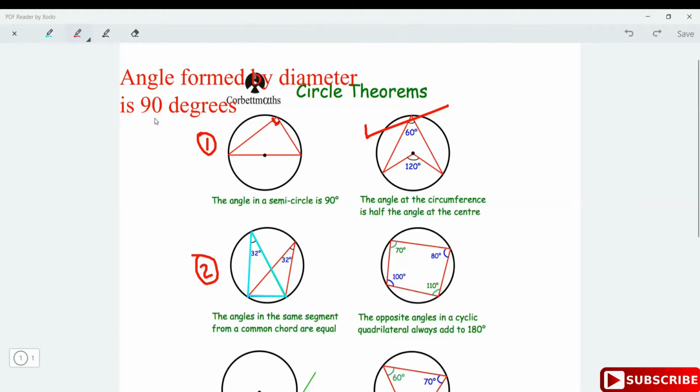What does that mean? That means that a 32 here equals a 32 here. You see this angle right here: if this is x, then the angle over here would also be x, because angles in the same segment are equal. So if this is x in the blue triangle, then this is also x in the red triangle. If this is 32, this is 32.